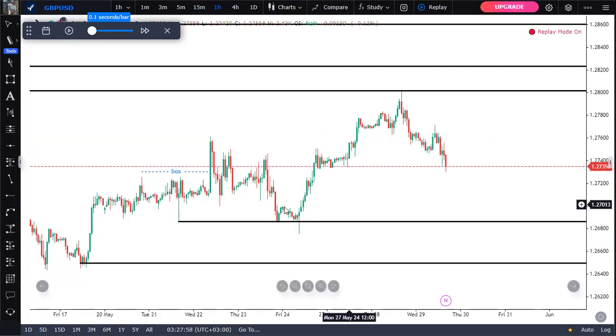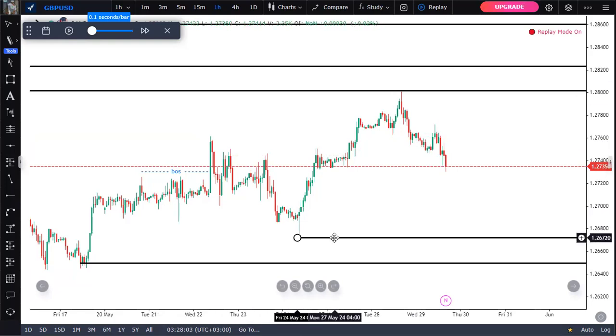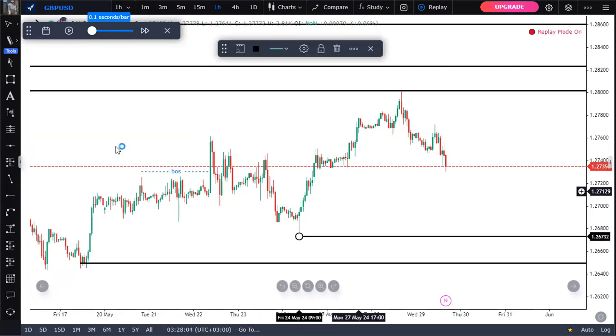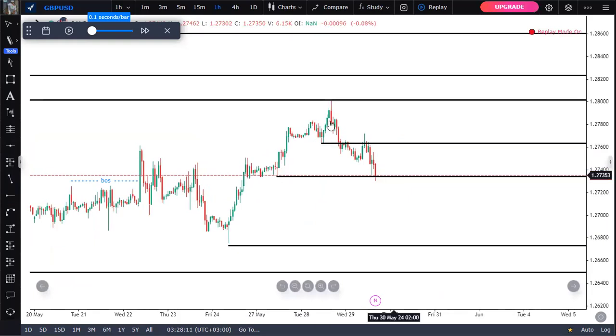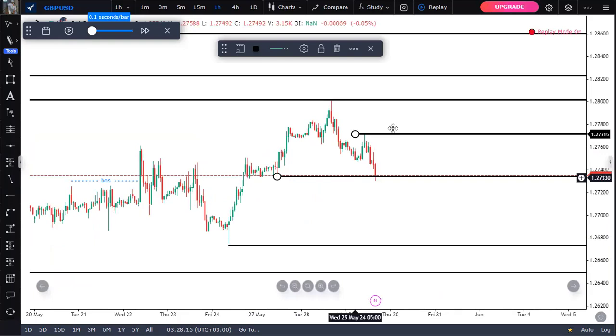You see, this one was taken out, collected for the price to go up. But where's the liquidity? The liquidity is here. The next liquidity is here. The next liquidity is here. You see there. So now these two liquidity zones have been taken out, and on the upper side, the price has just created new liquidity.